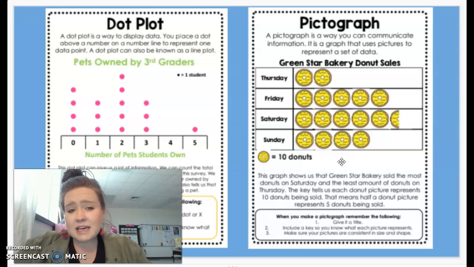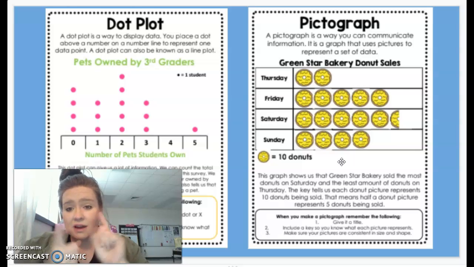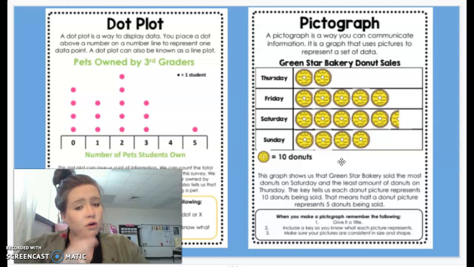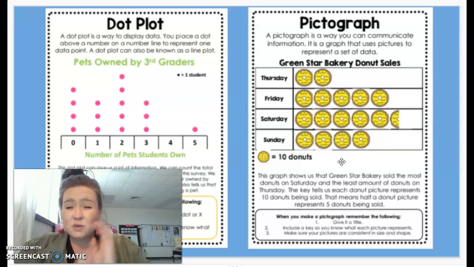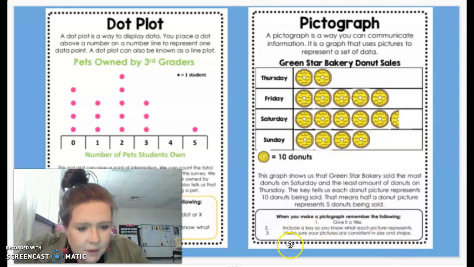A lot of times you're going to see these keys in even numbers because it's really easy to make half of that. So I recommend using your key to represent 1 donut, 2 donuts, 4 donuts, 6 donuts, 8 donuts, 10 donuts, because it's really easy to cut that number in half because it is an even number. It's a little trickier to cut odd numbers in half.